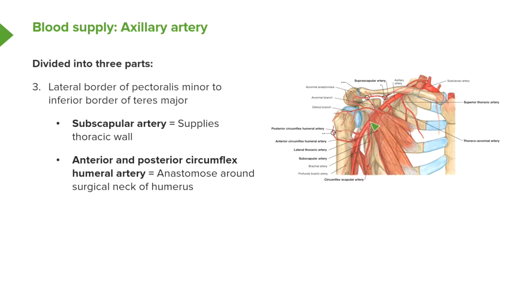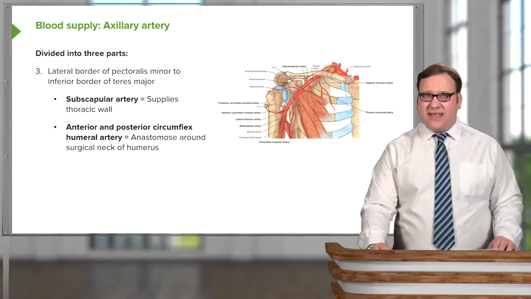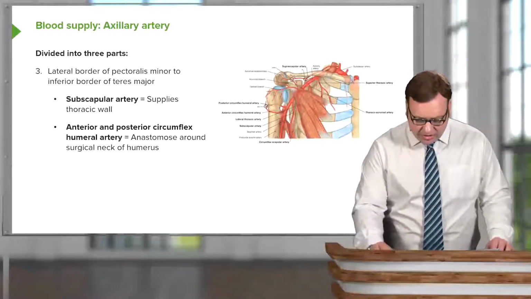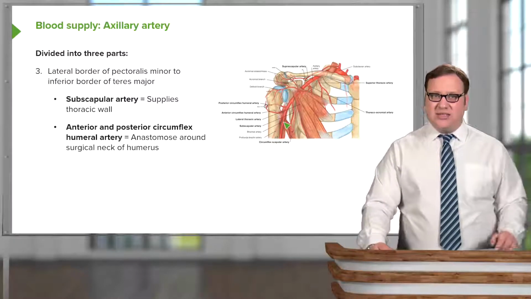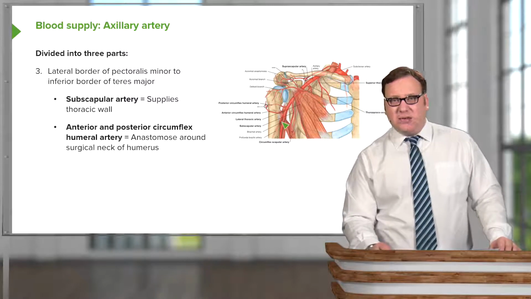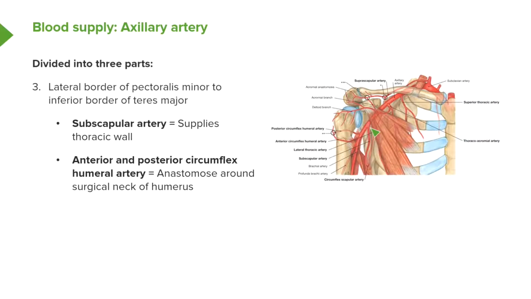So as the axillary artery passes below the inferior or lateral border of pectoralis minor, we can see the axillary artery carries on. And the axillary artery finishes as it passes alongside the inferior border of teres major, where it then becomes the brachial artery. But within these boundaries, the third part of the axillary artery gives rise to two circumflex humeral arteries. It gives rise to an anterior and posterior circumflex humeral artery.